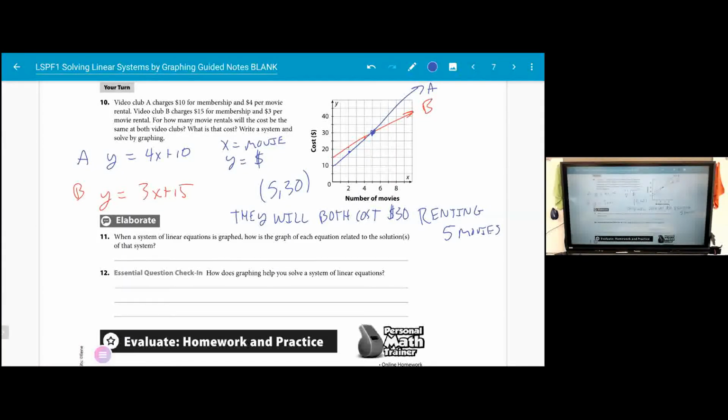So welcome back. I've got Video Club A and Video Club B. A, I said, was y equals 4x plus 10, with x being the number of movies and y being the money. B was y equals 3x plus 15. Then I graphed both of those, and they crossed right there at 5 movies and $30. We solved it by graphing. Again, it's only as good as your line that you draw. If you're a little bit off, you could check your work and we're going to be okay with it. This is a great way to estimate. Graphing is not the best way to find the exact solution, but it will give you a rough solution quickly.